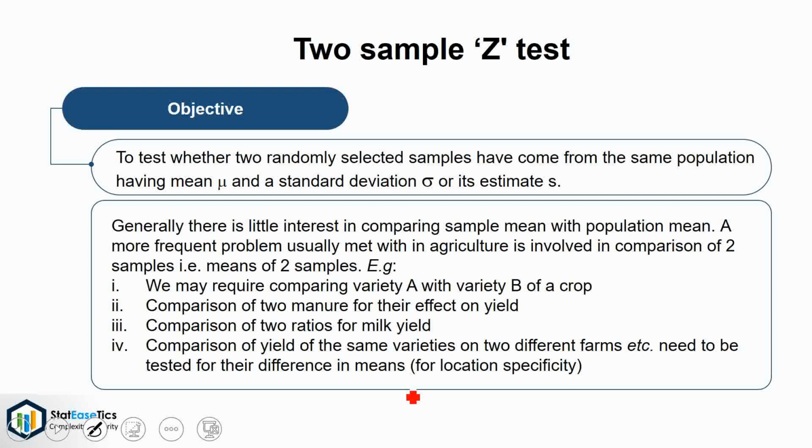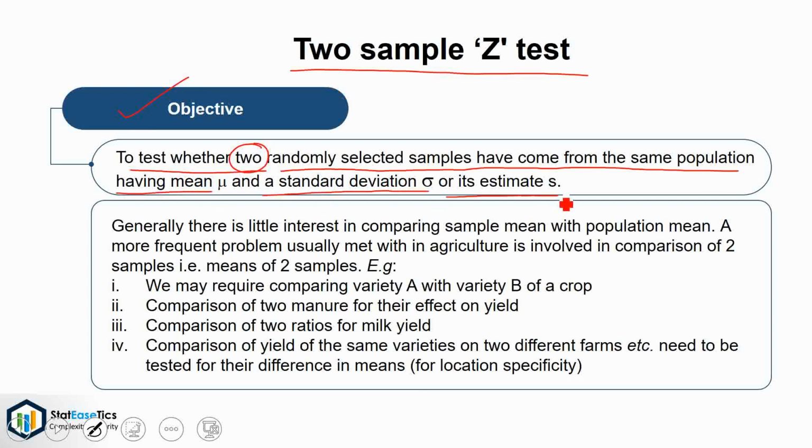Now let's discuss two-sample Z test. Here, the objective is to test whether the two randomly selected samples have come from the same population having mean mu and standard deviation sigma or its estimate S. Generally, there is little interest in comparing sample mean with population mean.